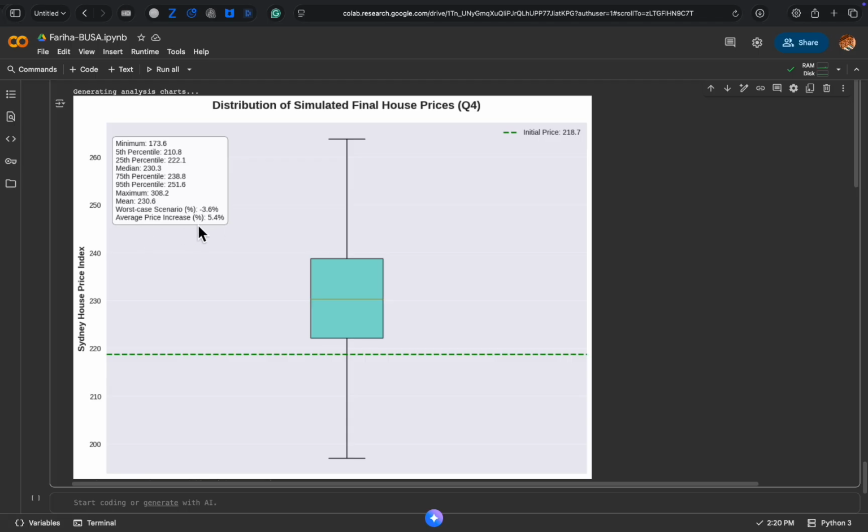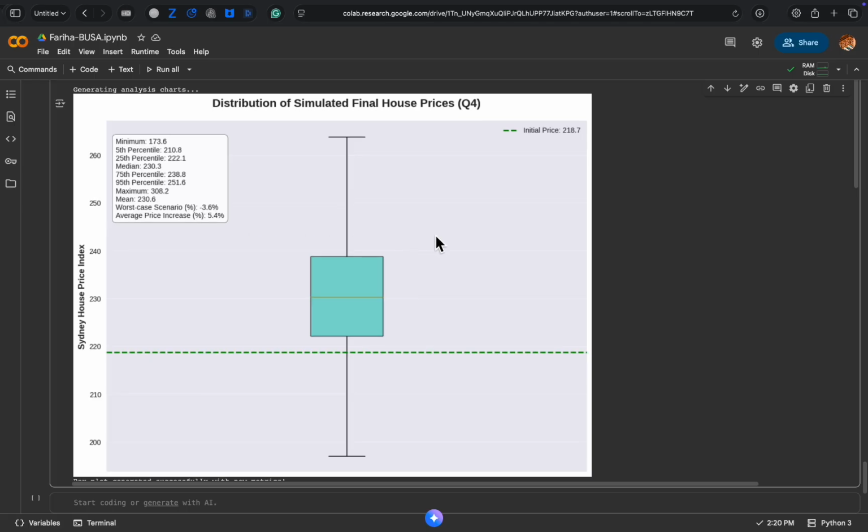The fourth and the last result is the expected growth. We observe a 5.4% average price increase. This shows the market has a bullish expectation with manageable downside risk.